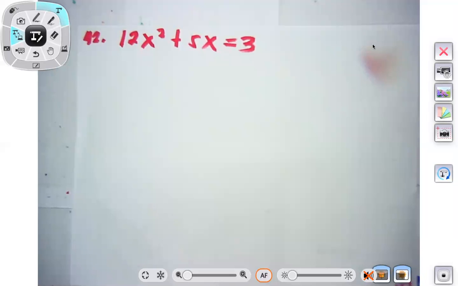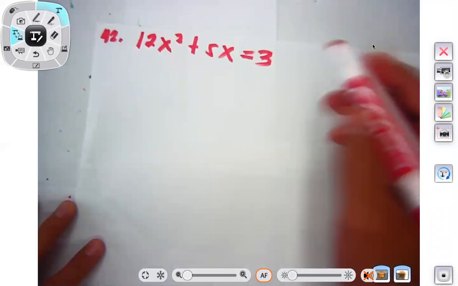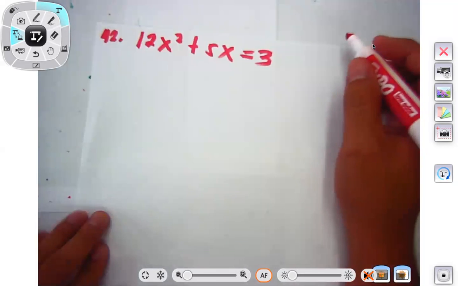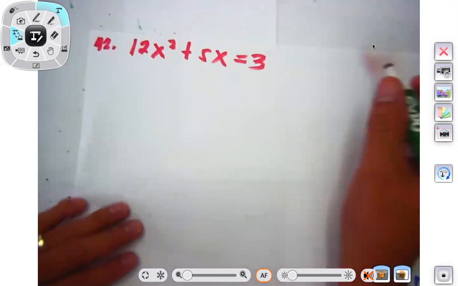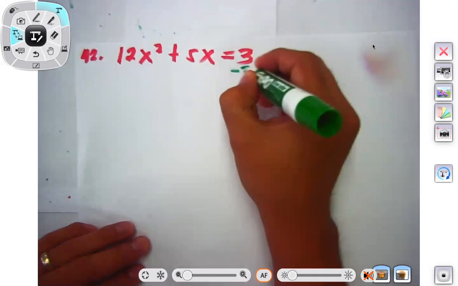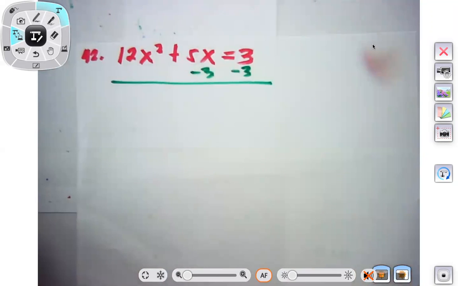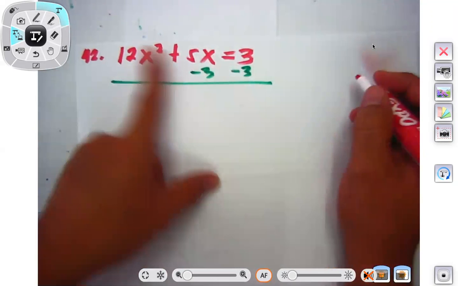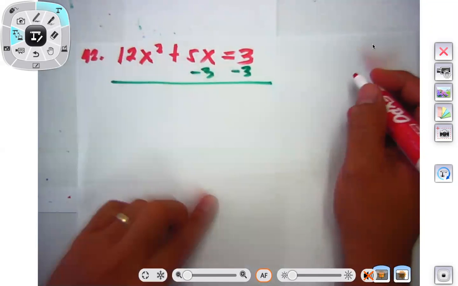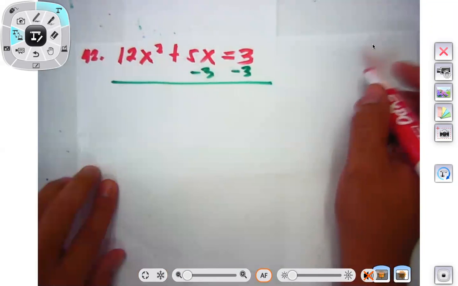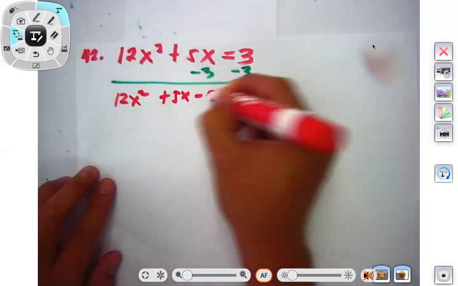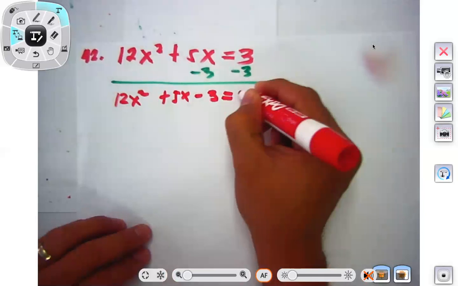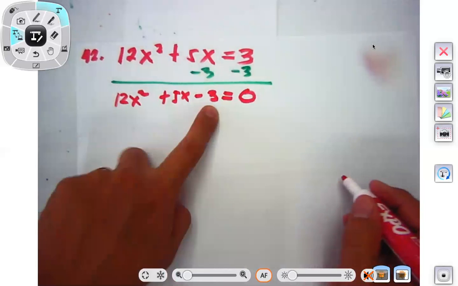Our next example is an example where we need to write the equation in the form ax squared plus bx plus c equals 0. Now you see 3 here. You must get rid of that. Let's make that 0. So that means we subtract both sides by 3. If you look at this, none of them are like terms. So if none of them are like terms, then that would be as is. So we have 12x squared plus 5x minus 3 equals 0. Right, 12x squared plus 5x minus 3 equals 0.